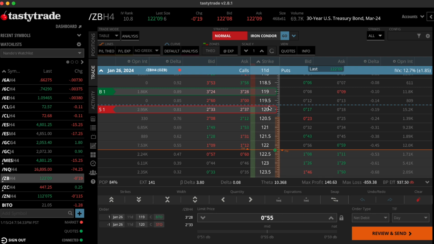and our max loss would be, if we didn't do anything, the bonds went lower and kept going below the relevant strikes, we would lose 55 ticks, and that would be $859.38.